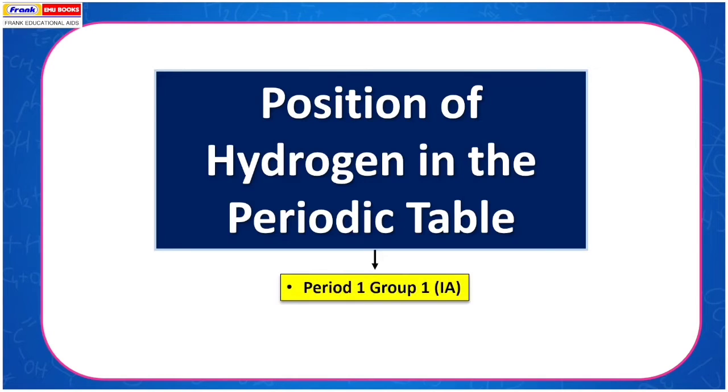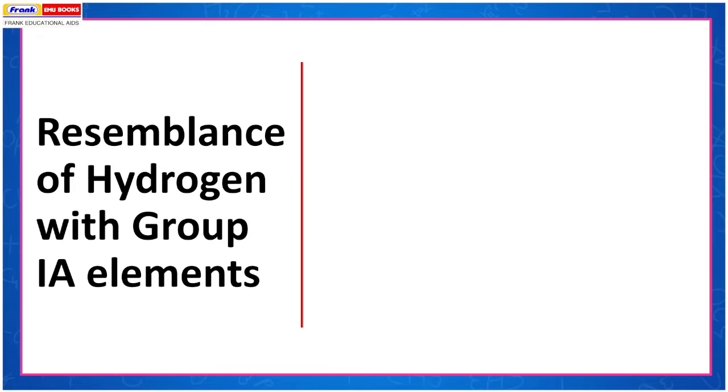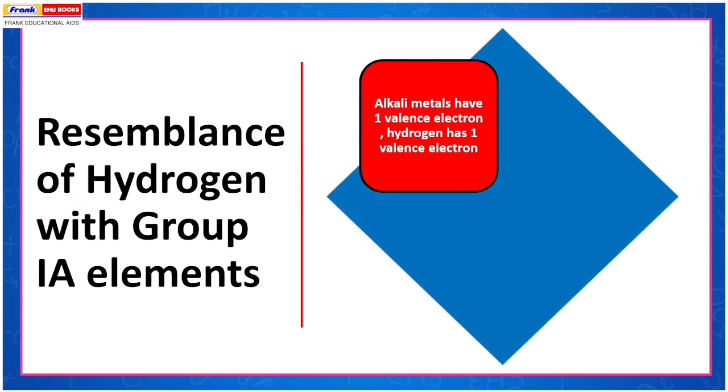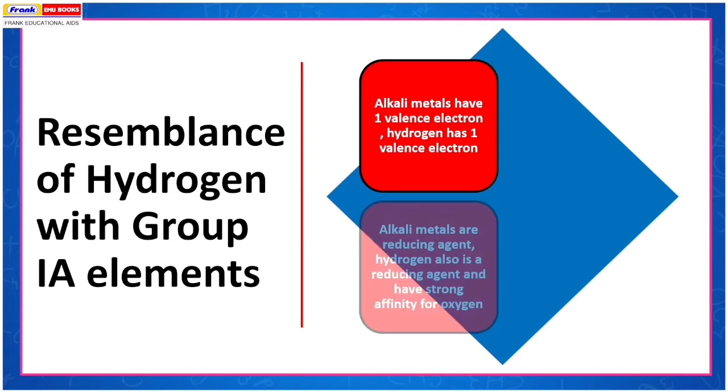Hydrogen lies in group 1 and period 1 of the periodic table. Resemblance of hydrogen with group 1A elements. Alkali metals have one valence electron and hydrogen has one valence electron. Alkali metals are reducing agents. Hydrogen also is a reducing agent and has strong affinity for oxygen.